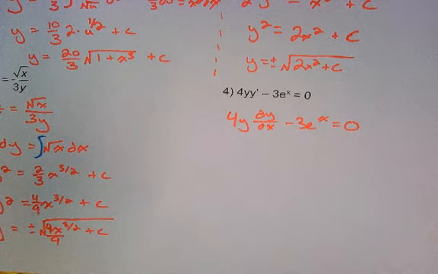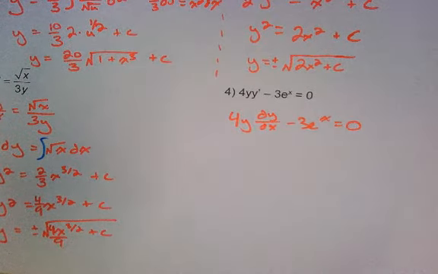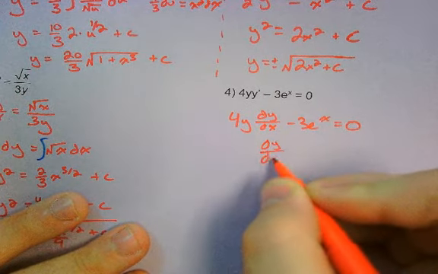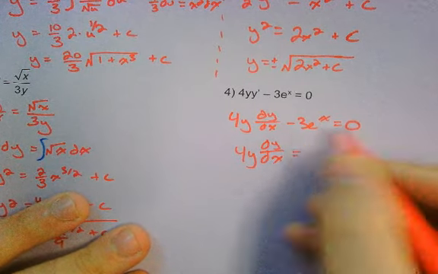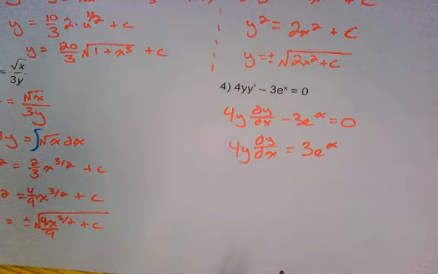You'll be given questions where it is like an x plus y on the other side, but you won't be asked to solve for it because you don't know how. So we'll get into those problems as we get to those. So we just want to get dy dx by itself. How do I do that? Add the 3e to the x. Now what? Divide by 4y.